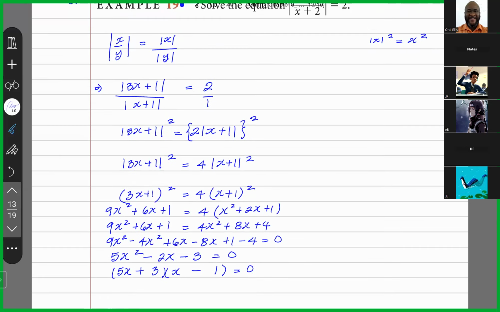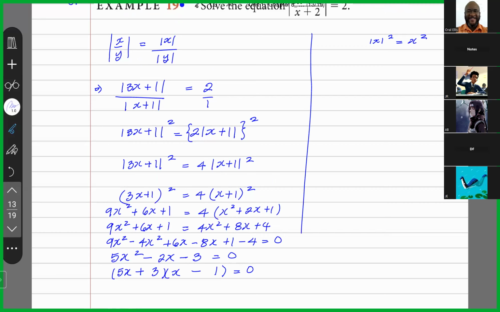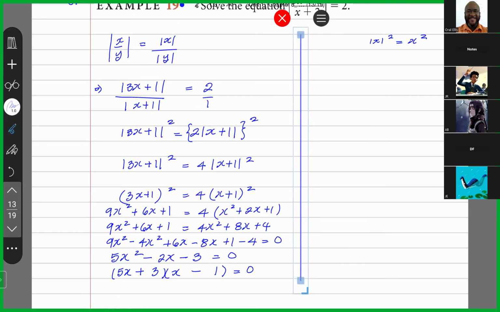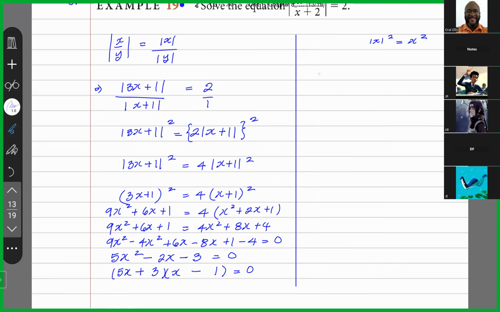So now I'm multiplying two numbers and I'm getting 0. So if I'm multiplying two numbers and I'm getting 0, it is either the first is equal to 0 or the second that is equal to 0. Therefore, x is equal to minus 3 over 5, or x is equal to 1 are the solutions of the equation.